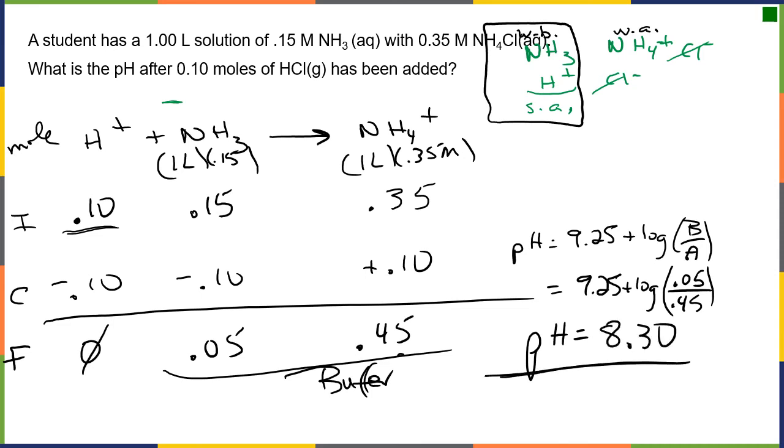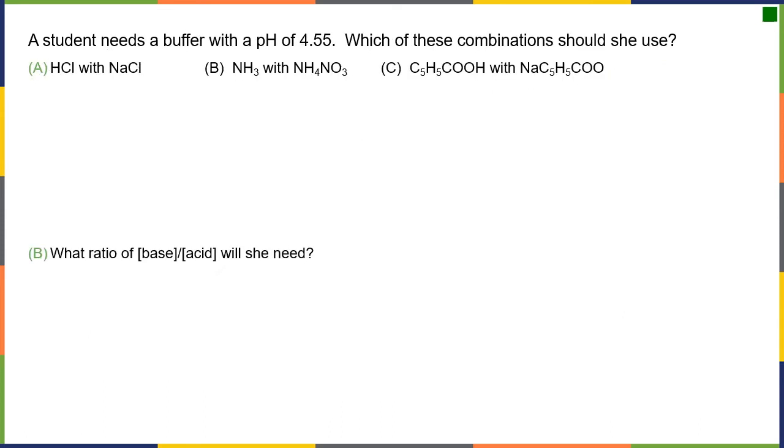We have added a strong acid. We, in fact, have added enough strong acid that if this were pure water, please note 0.1 moles in 1 liter, our pH would drop to 1. But because this is a buffer, our pH has only gone from around 8.9 to now about 8.3. Buffers resist change in their pH.